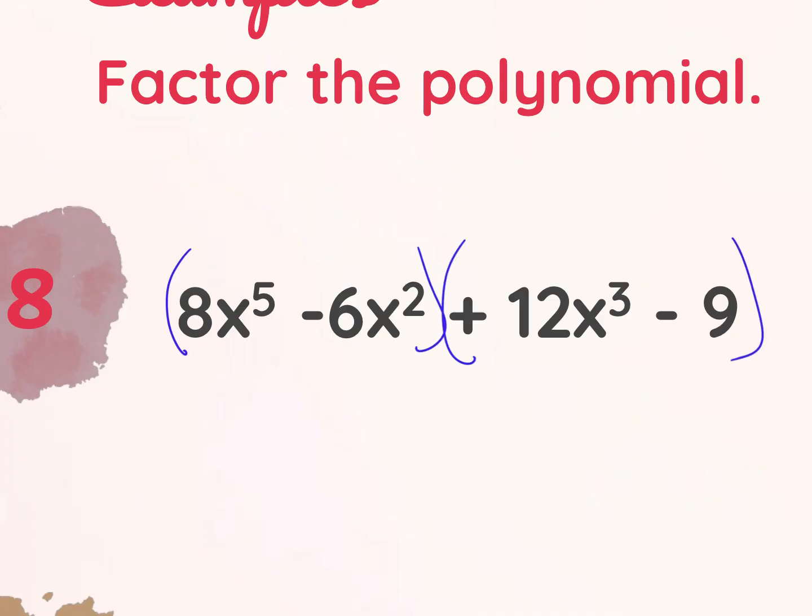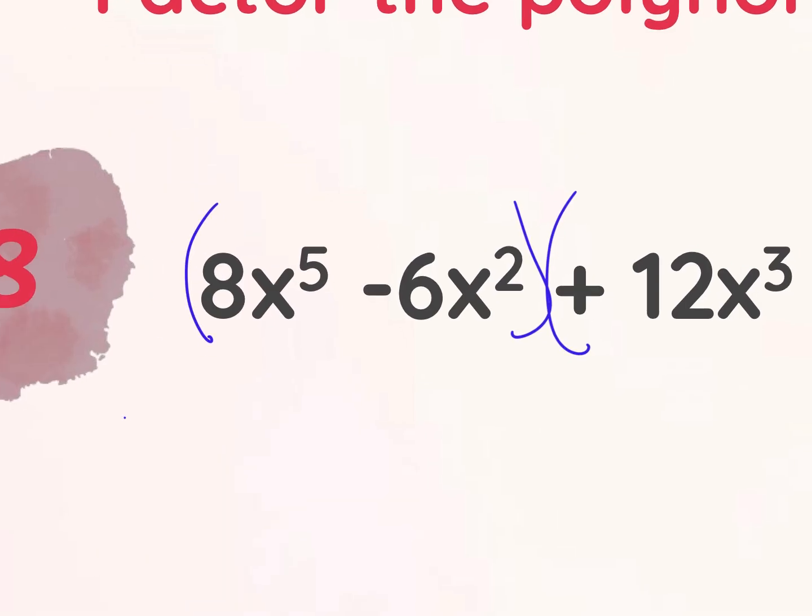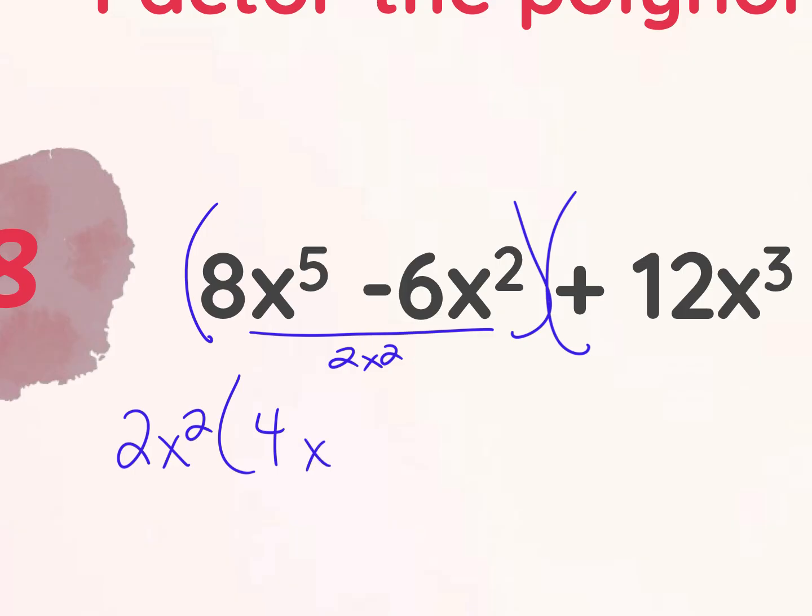So I look at just the first parenthesis. What letter and or number do they both have in common? A 2. X squared. Good. We always want to take out the greatest common factor, not just a common factor. So if I divide out a 2x squared here, what am I left with? What's 8 divided by 2? 4. What's x to the 5th divided by x squared? X cubed. Okay. Now I look at my second term. Negative 6 divided by 2 is negative 3. What's x squared divided by x squared?